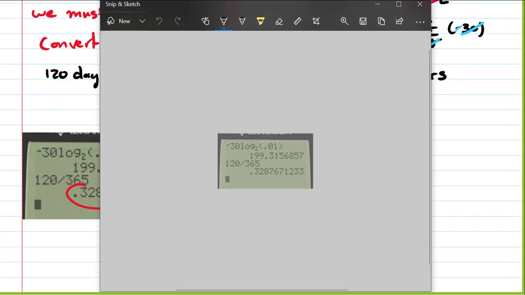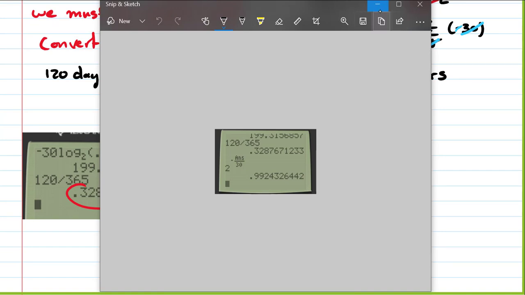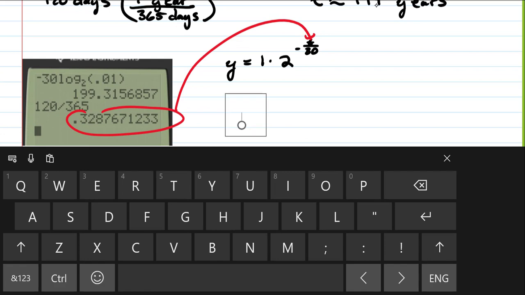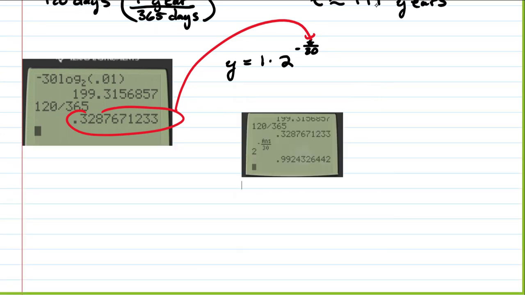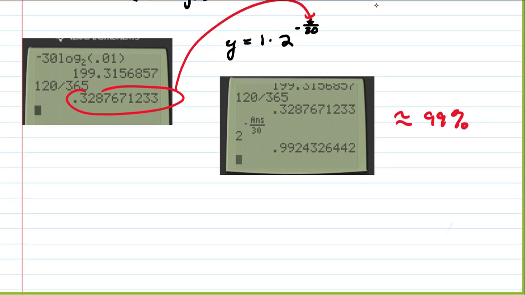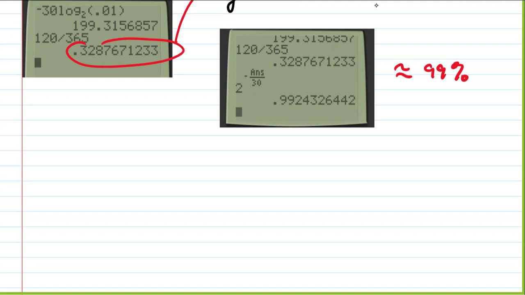So that tells us that there would be about 99%. And depending on what they ask you to round to, you might need to say 99.2% or whatever is appropriate. All right.